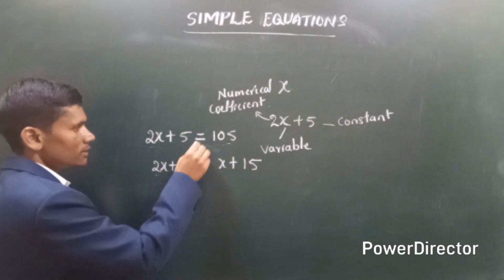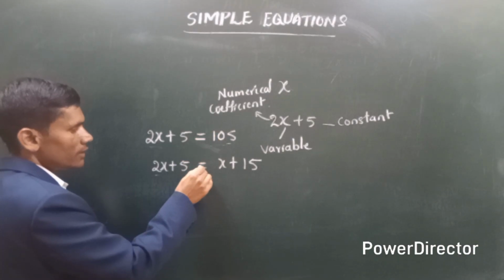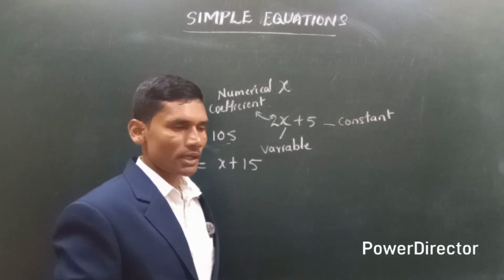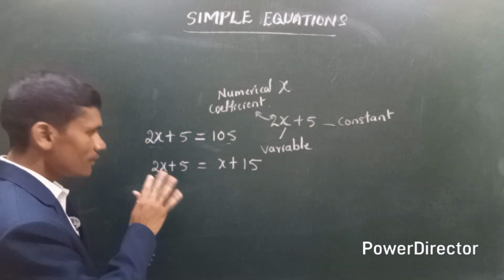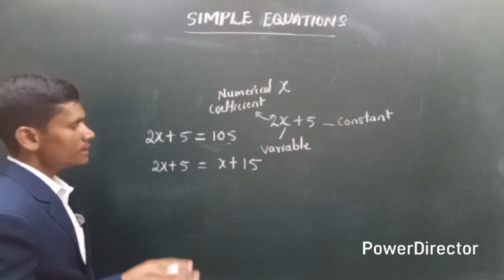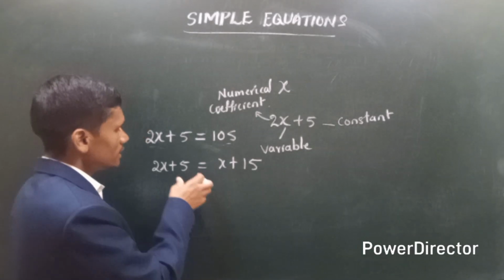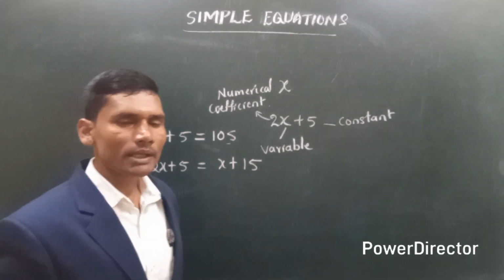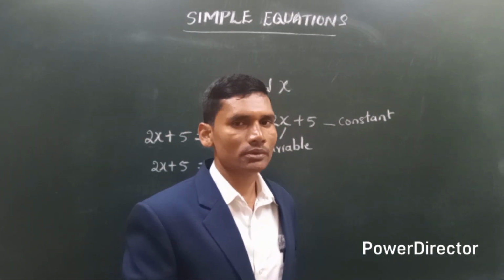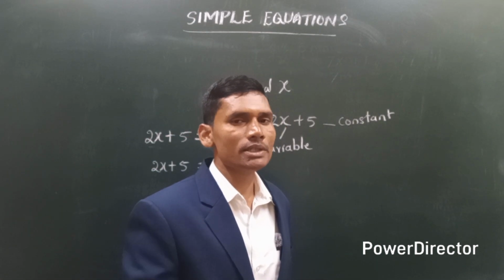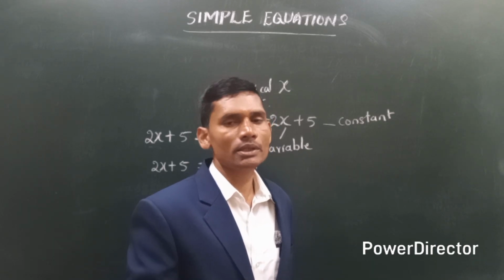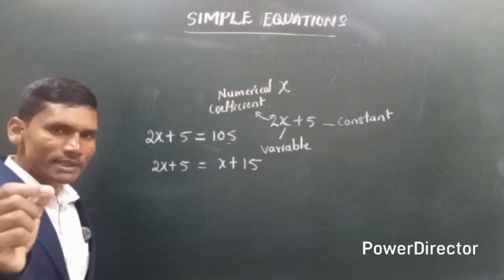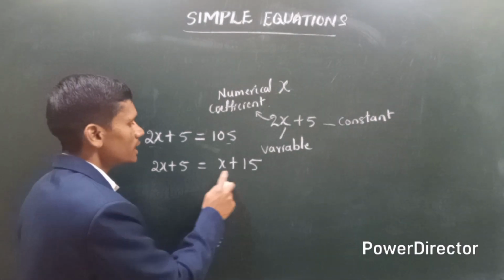Remember, equation means with an equal to sign, we are equating with some other values. It may be a variable or a constant, right? This is an equation. Now coming to simple equation. Simple equation means in each equation, the variable is single. We are not taking 2 or 3 variables, just one single variable, that is x. Since it involves only a single variable, we call this a simple equation.